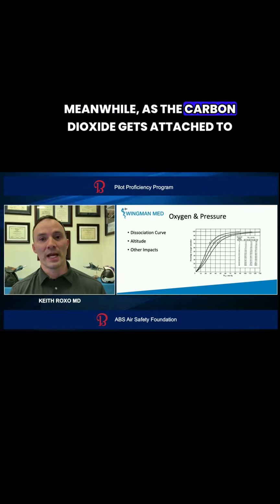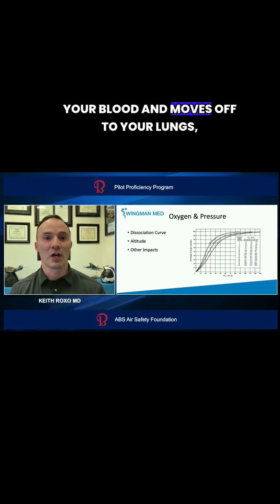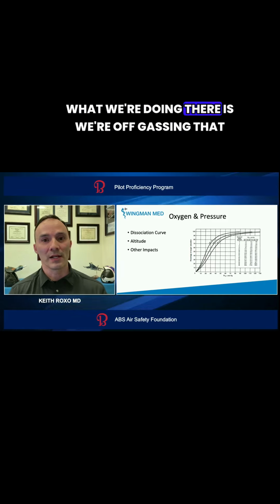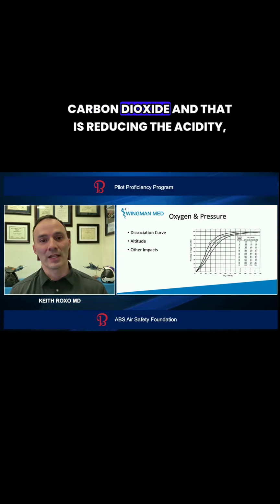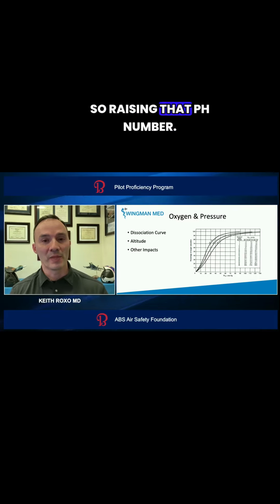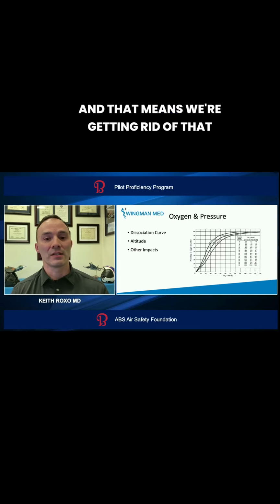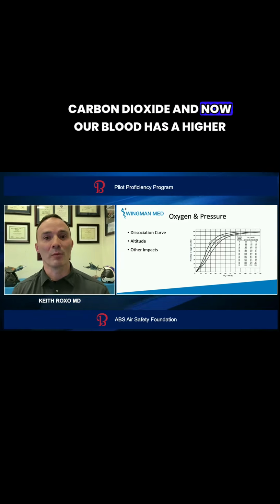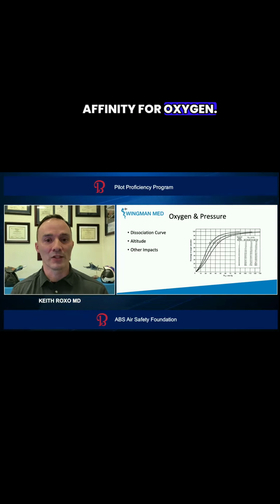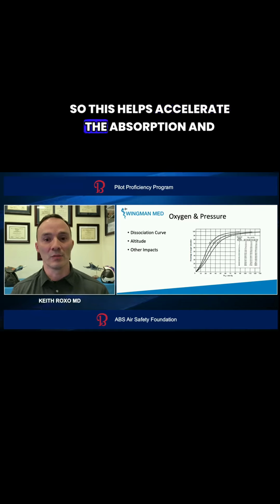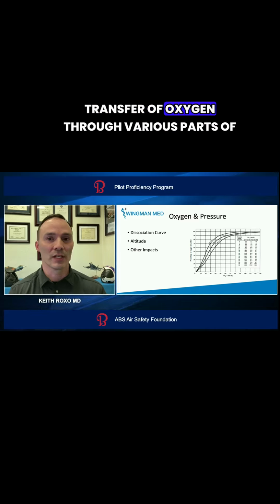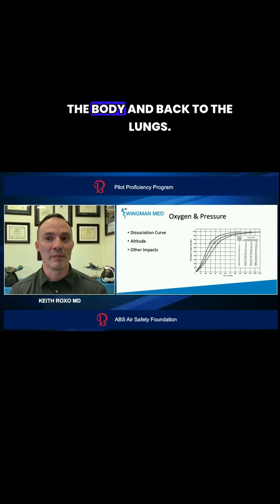Meanwhile, as the carbon dioxide gets attached to your blood and moves off to your lungs, what we're doing there is we're off-gassing that carbon dioxide, and that is reducing the acidity, so raising that pH number. And that means we're getting rid of that carbon dioxide, and now our blood has a higher affinity for oxygen. So this helps accelerate the absorption and transfer of oxygen through various parts of the body and back to the lungs.